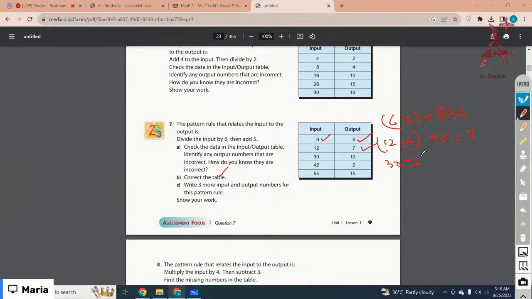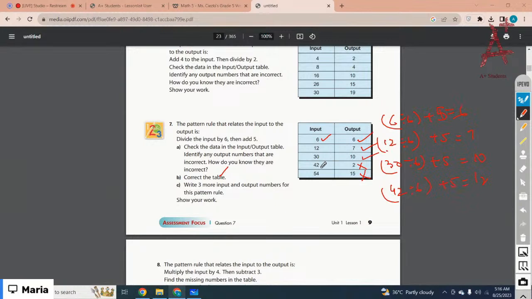30 divided by 6 is 5 and 5 plus 5 is 10, right? Okay, 42 divided by 6 is 7 and 7 plus 5 makes 12. This one is incorrect, it would be 12, right? 54 divided by 6 is 9 and 9 plus 5 makes 14. This one is also not correct, right?